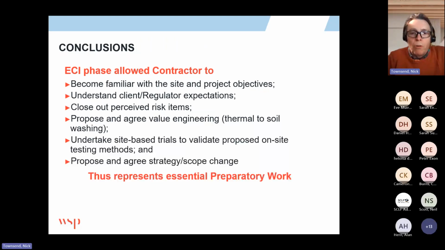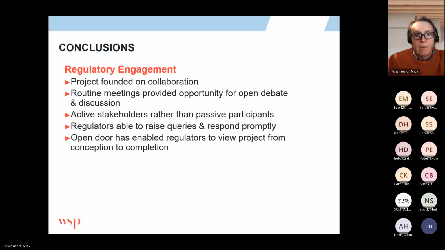So to conclude with regards to the ECI, it had real benefits by allowing the contractor to become familiar with the site and project objectives, along with the expectations of both the client and regulators. It afforded them the opportunity to close out or reduce risk, to propose and agree value engineering, to demonstrate reliability of on-site testing, and also to propose and agree change to scope and strategy. I think the regulatory engagement was founded on collaboration with trust built through openness and honesty. The meetings permitted open debate and robust discussion. I think we've been privileged to have active and engaged regulators who could question and respond to questions promptly. And as previously, the open door allowed the regulators to witness the project from start to the finish.